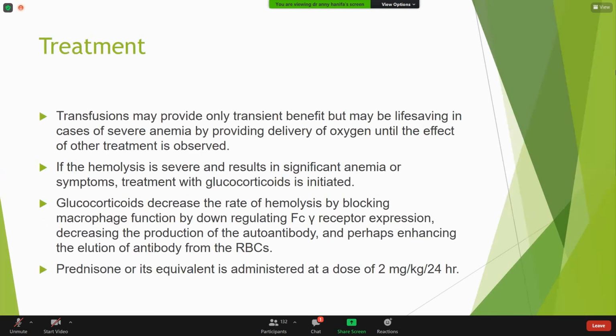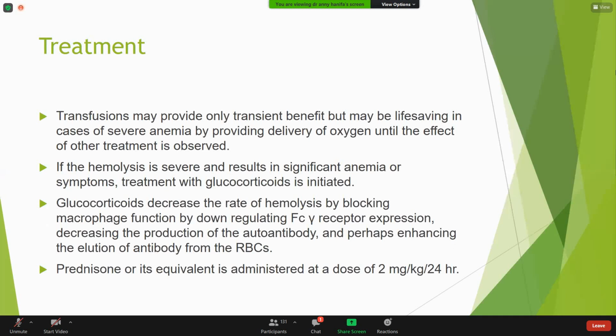Treatment: the transfusions may provide only transient benefit but may be life-saving in cases of severe anemia by providing delivery of oxygen until the effect of other treatment is observed. If the hemolysis is severe and results in significant anemia or symptoms, treatment with glucocorticoids is initiated.